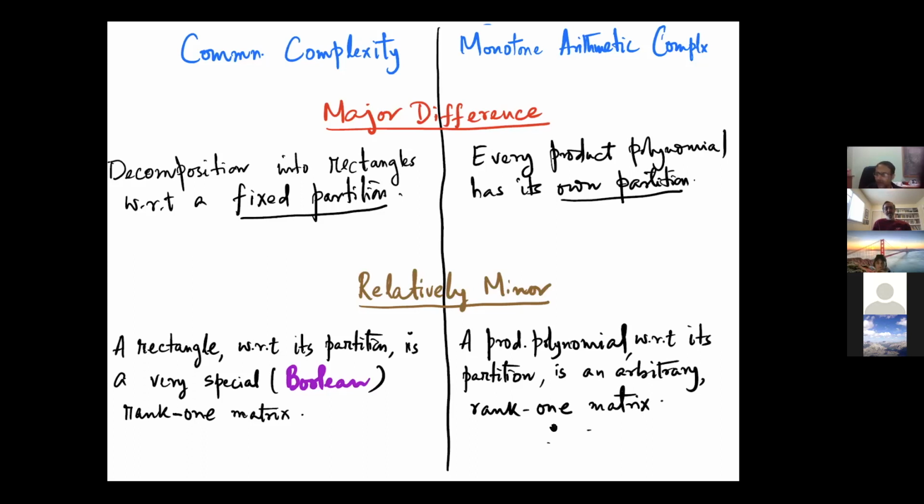But there's an important difference here, which I think is a major difference, which is why we are stuck even with set multilinear lower bounds. In the communication world, yes, you do prove that something cannot be decomposed into a sum of few rectangles, but each of these rectangles has a fixed partition. They are rank 1 things in a very nice sense with respect to the same partition. Whereas when you decompose into product polynomials, each product polynomial has its own partition. So you need to use an argument that's able to work against these varying partitions, unlike in communication complexity.